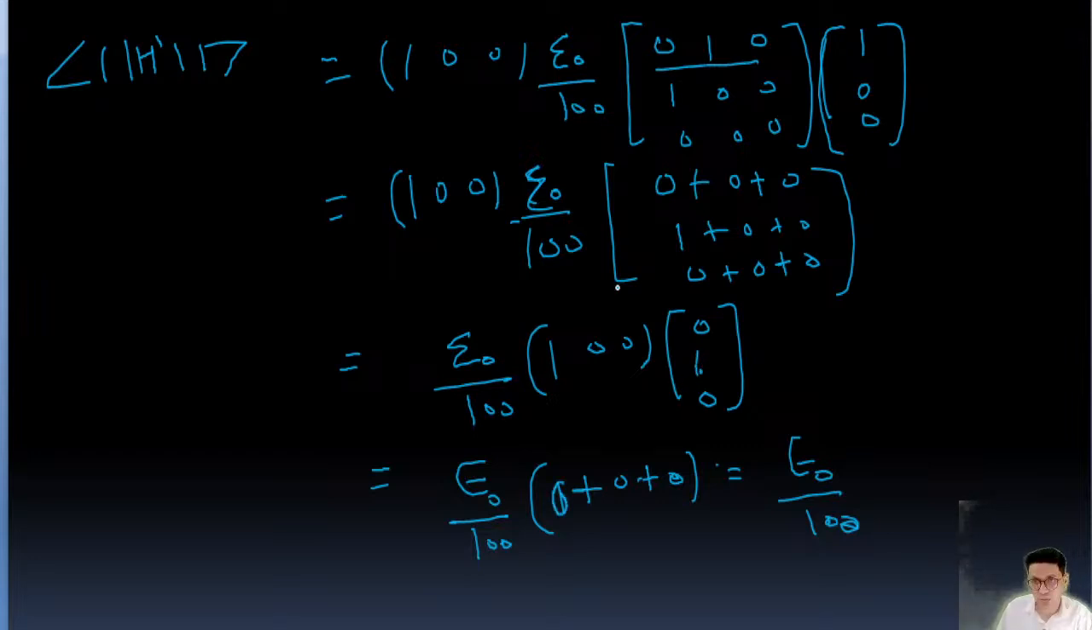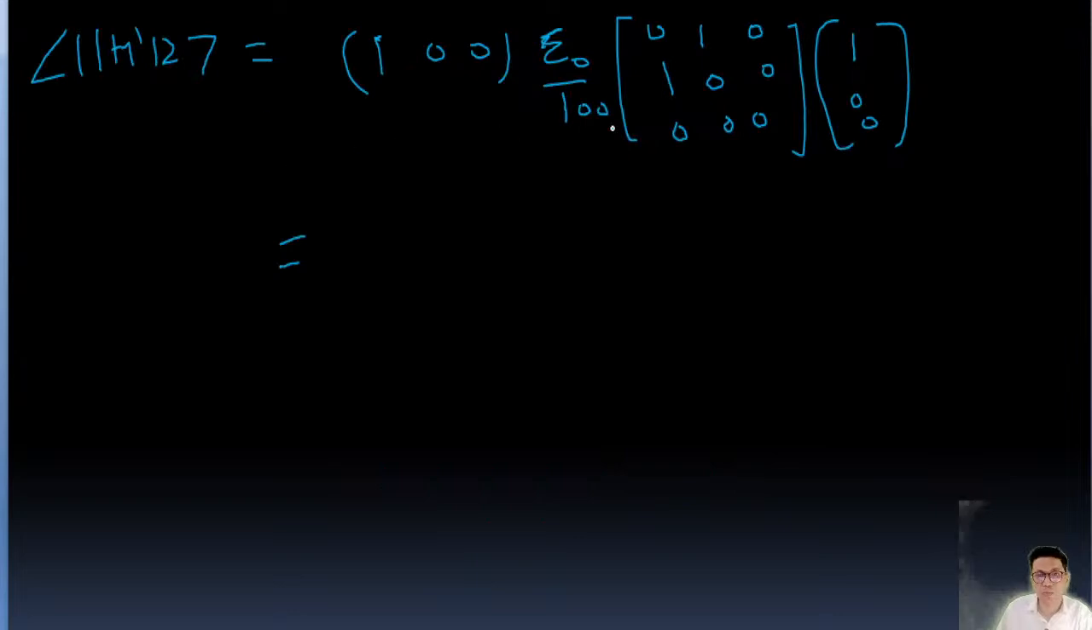Okay, so this value is going to be 0. Similarly here we'll solve this one. This is 2, 2 means 0 1. Okay, so now we'll solve it.